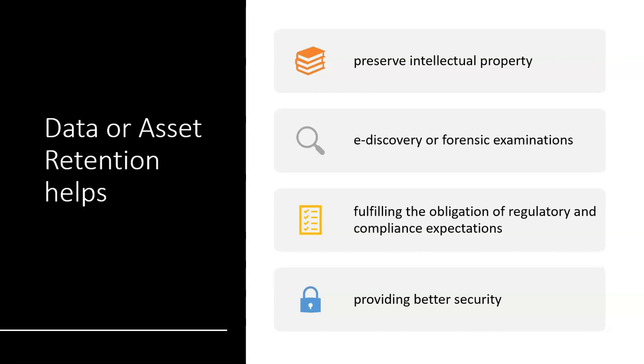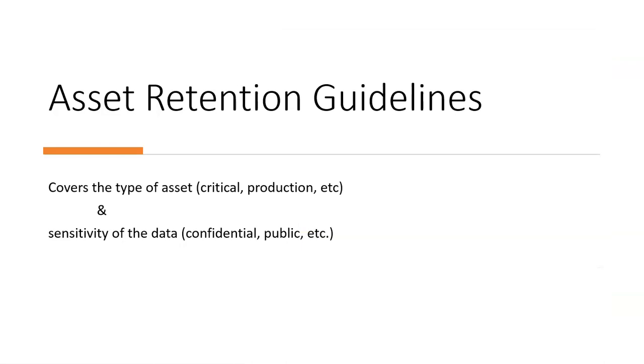So we must know which types of information should be maintained and for how long. All major regulations such as HIPAA, PCI DSS, and GDPR suggest some kind of information retention. So in our organization, we must establish asset retention guidelines, which cover the type of the asset, like critical, production, etc., and also the sensitivity of the data, like confidential, public, etc. We must also understand that asset and data retention is essential to protect and preserve records as evidence of actions.